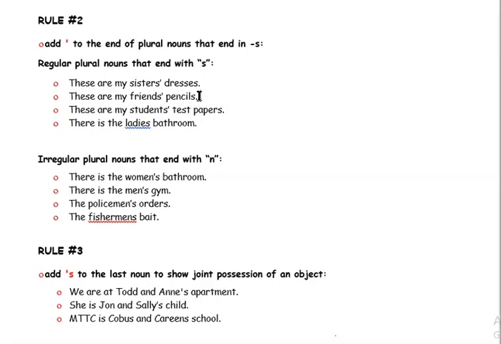Let's look at the second example. These are my friends' pencils. Here we know that it is plural because the apostrophe is after the word friends. Write the sentence for me in the chat where the pencils only belong to one friend. So if you only have one friend, but those pencils belong to that one friend, where would the apostrophe go?